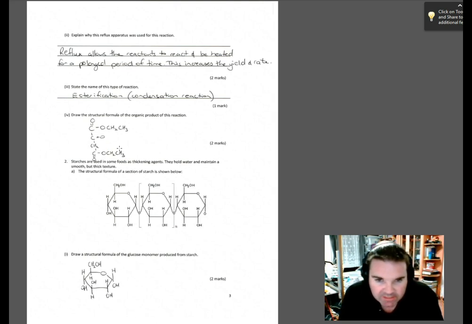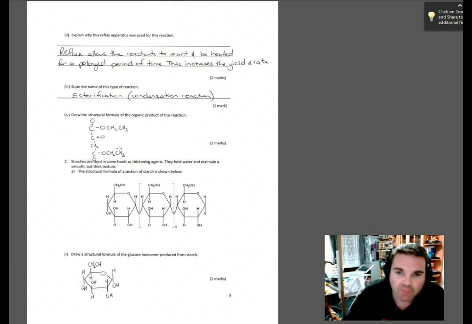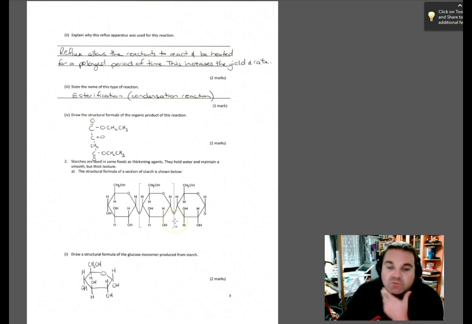Question 2 talks about starches. So starches are polysaccharides. That means they're complex sugars, made from reacting lots and lots of simple sugars together. They hold water and maintain a smooth, thick texture. Here's the structural formula. These square brackets indicate a repeating unit, and you can see the n down here indicates a repeating unit as well.